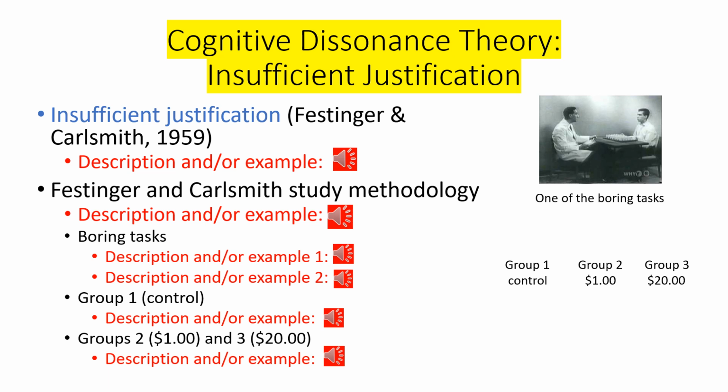We'll first take a look at the study that was conducted by Festinger and Carlsmith, and then after we have an understanding of the methodology, on the following slide, we can take a look at the results and how these results help us understand insufficient justification and, in a bigger picture, cognitive dissonance.